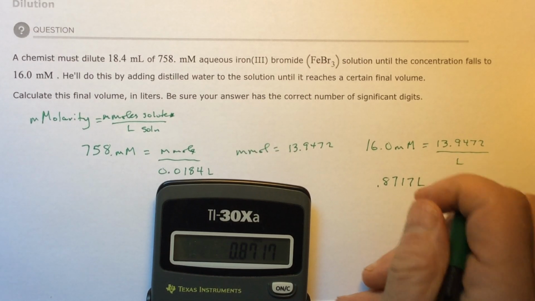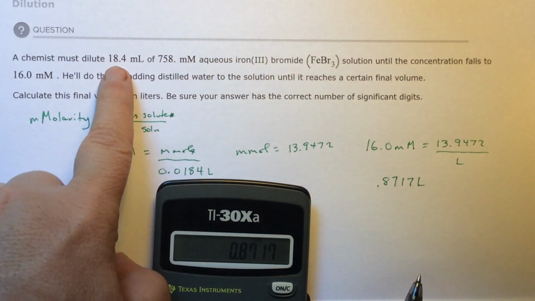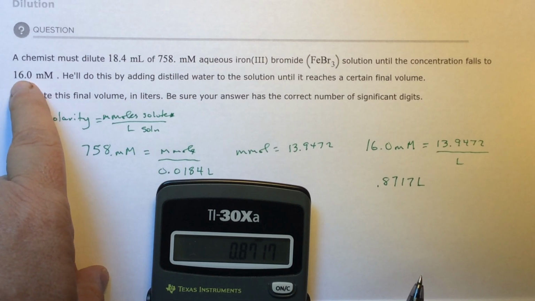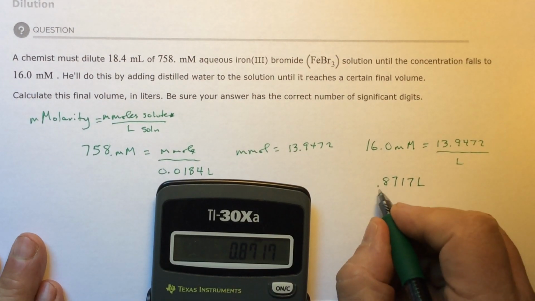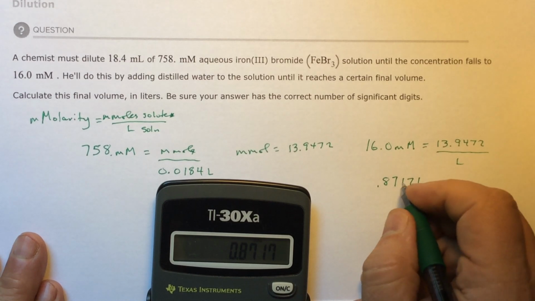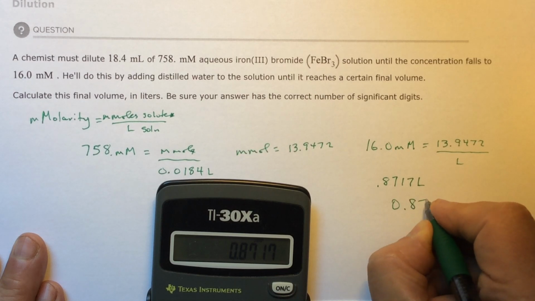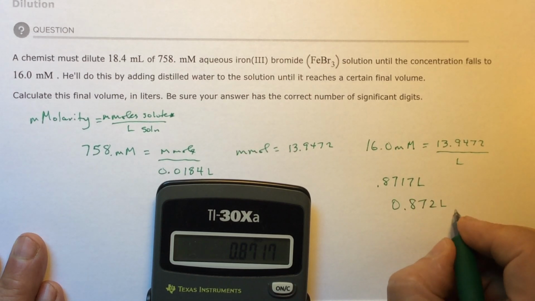All right, so let's see how many significant digits we're talking about. I was given 3, I was given 3, I was given 3. So I want to round this to 3. So it's going to be 0.872 liters of the new volume.